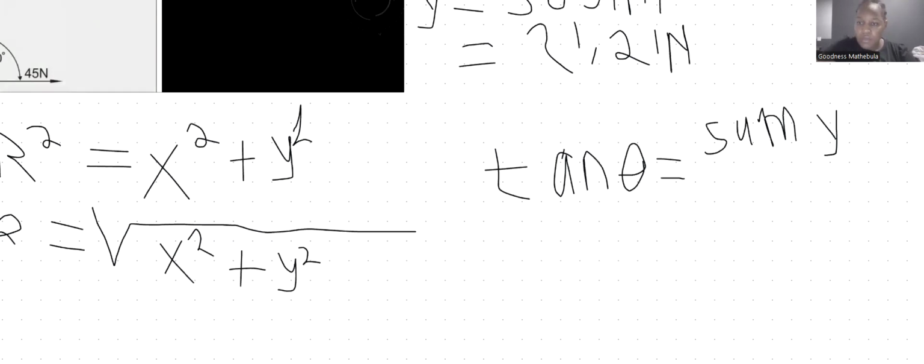So when you calculate your direction, it means you will have to use this formula. So now let's go to equilibrium.